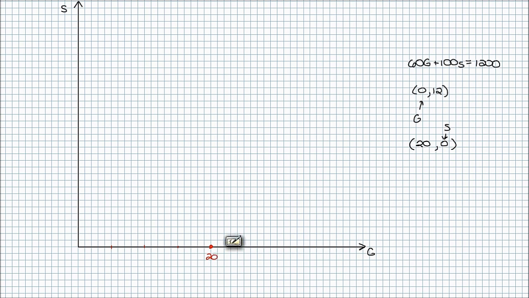And then we want our vertical intercept, which is at 12, 0. So 1, 2, 3, 4, 5, 6, 7, 8, 9, 10, 11, 12. So there's our vertical intercept at a height of 12. And of course, since this is linear, because the powers on both variables are 1, these two intercepts can be connected with a straight line.